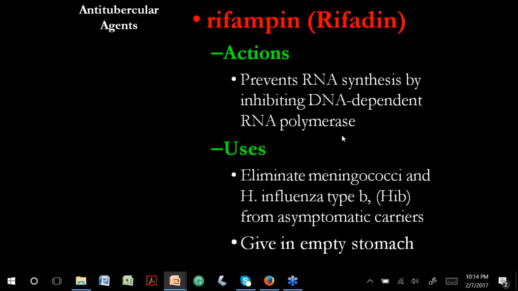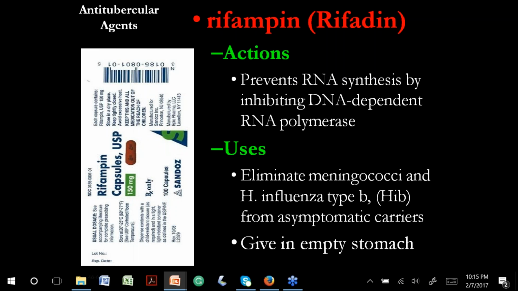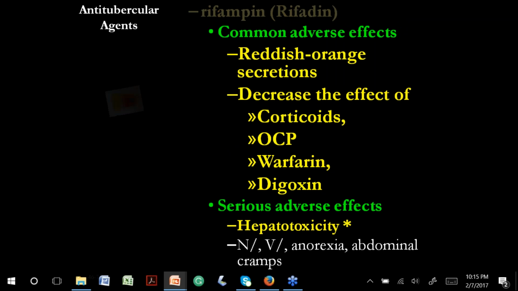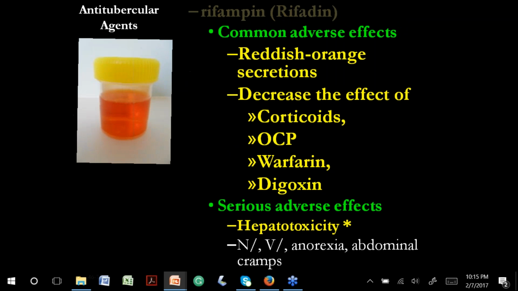Okay, rifampin is going to have side effects, and please remember that the urine can be reddish orange. So just remember reddish, but it's reddish orange. So don't be alarmed by that. And just remember, rifampin, it's red, right? So reddish orange, rifampin, RR.